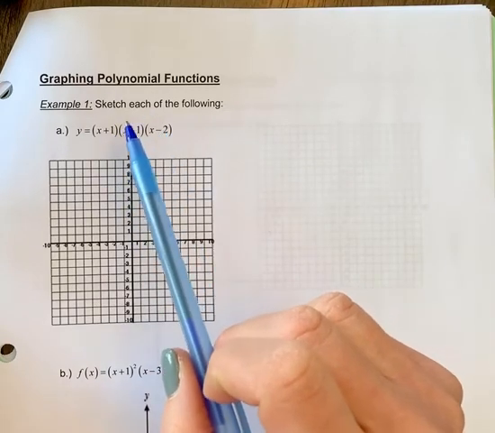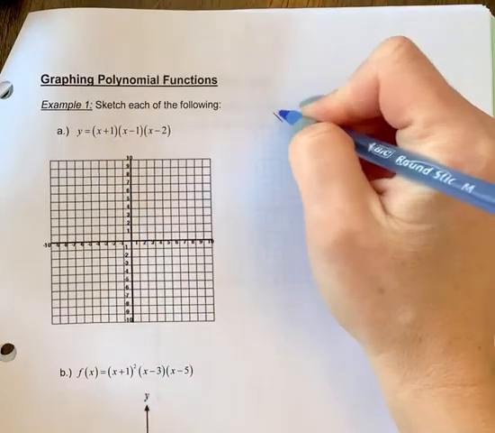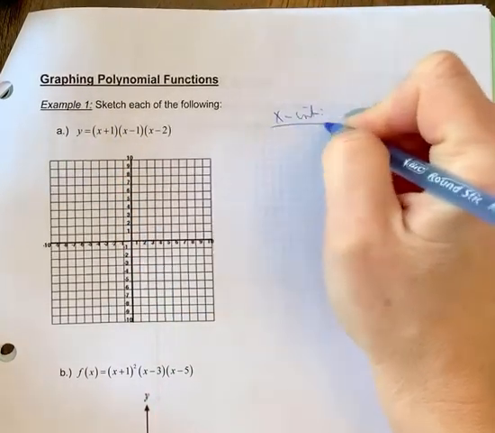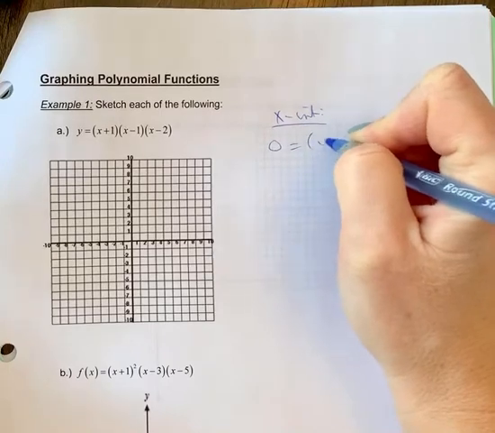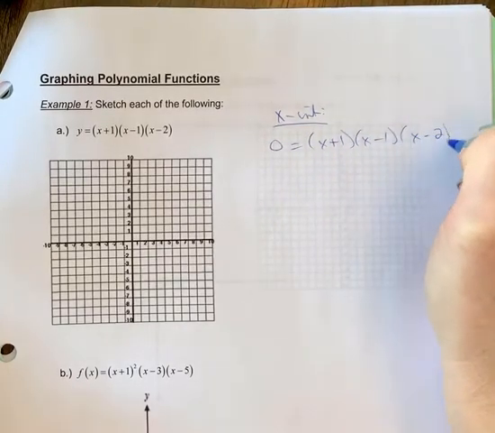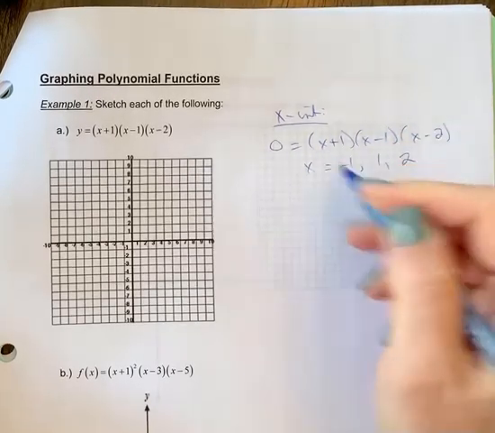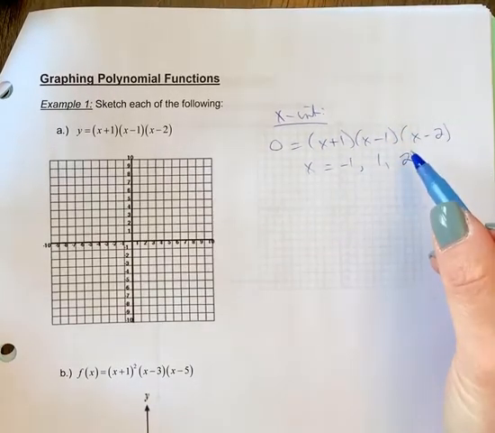So to find the x-intercept, we're going to let y equal 0. So we're going to say 0 equals x plus 1, x minus 1, x minus 2, and we're going to solve for x. So x would equal -1, 1, and 2, which you could probably visualize in your head and maybe didn't need to show.